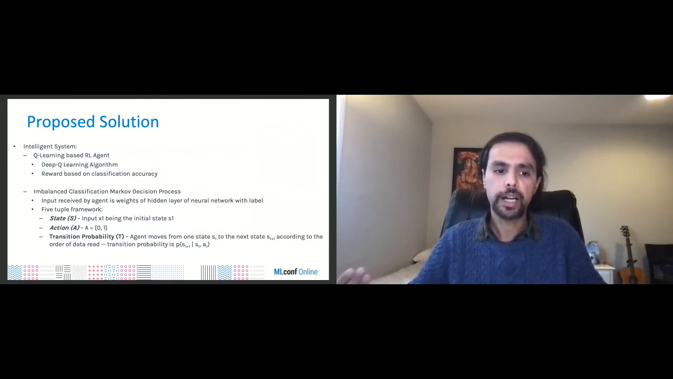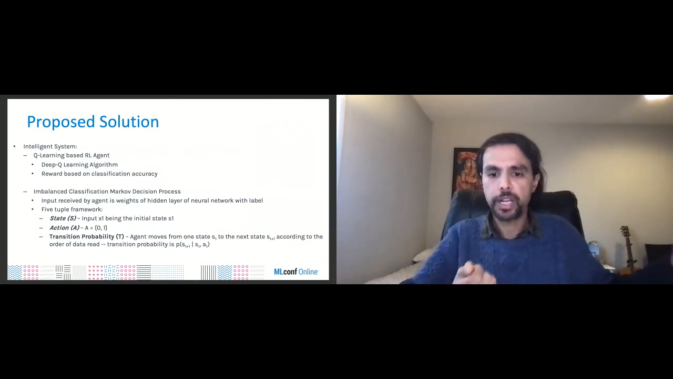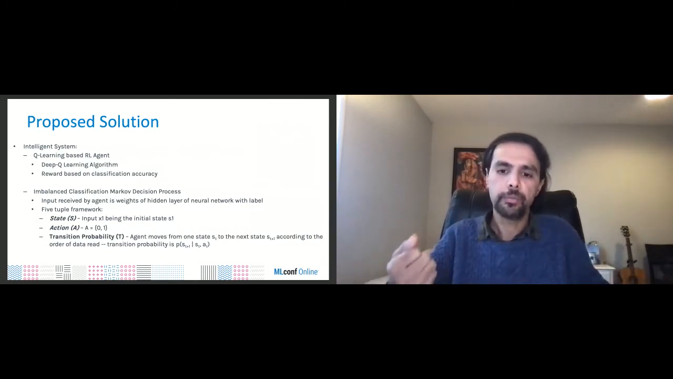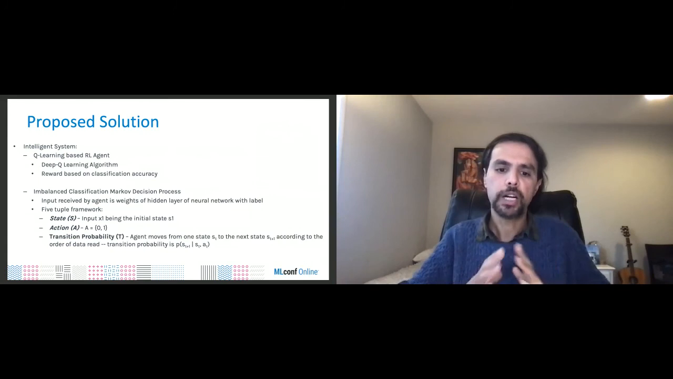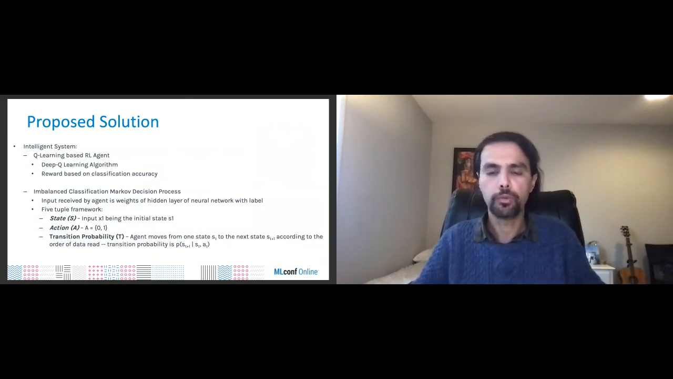And then the method is also characterized by heavy class imbalance. We have a 5-tuple framework. In this case, we have the state that is being defined by input x1 being in the initial state s1. So here we actually try to determine whether the transaction is fraudulent or not. And then the next state in the transition is defined given the hidden layer of the neural network. Again, you have multiple actions that the agent takes, given by the dataset label, whether to decline or approve the transaction. And then you have the transition probability, where the agent simply moves from one state to another, approve to decline, also depending on the order in which the data was actually read.